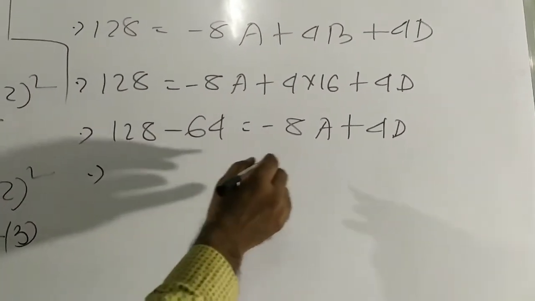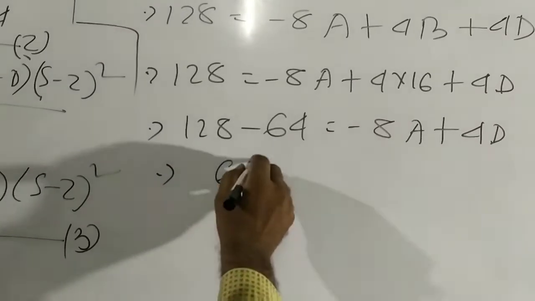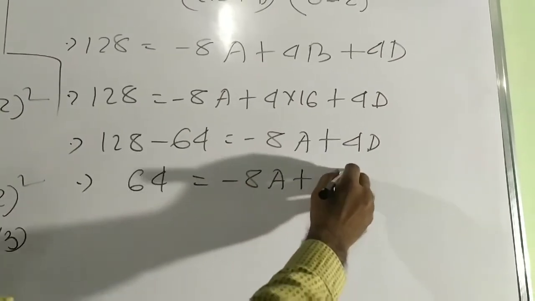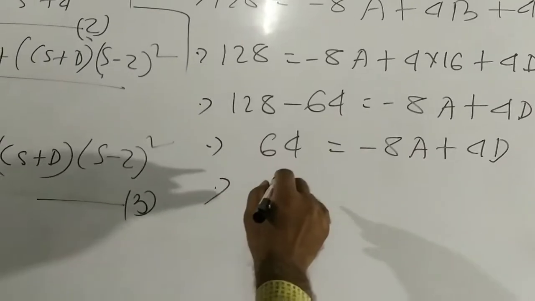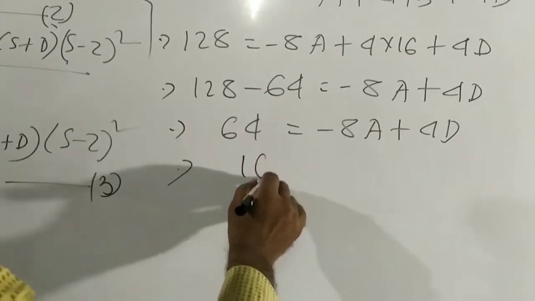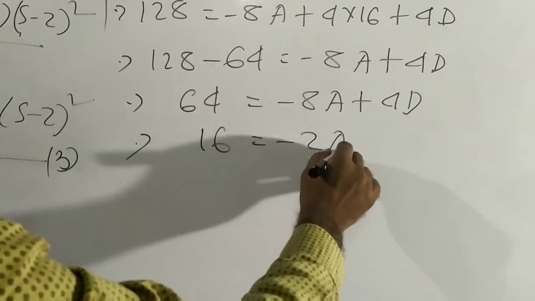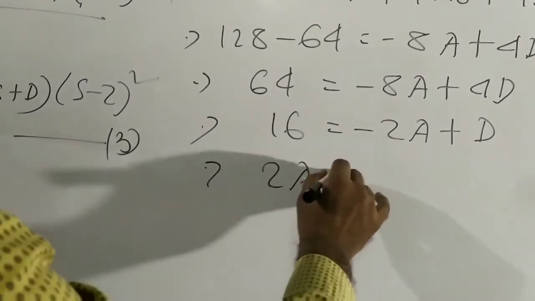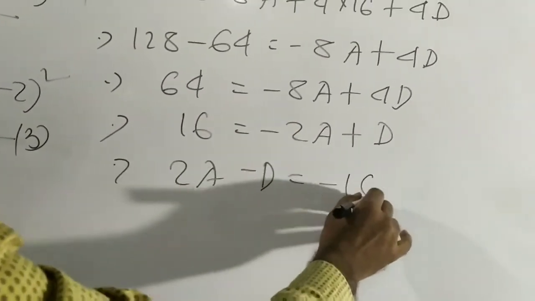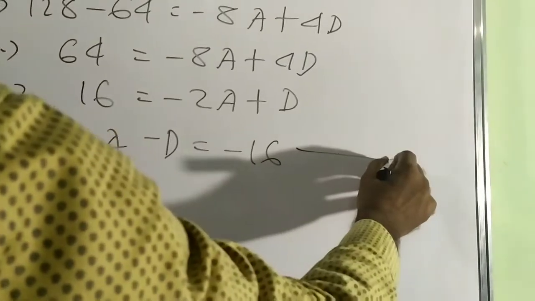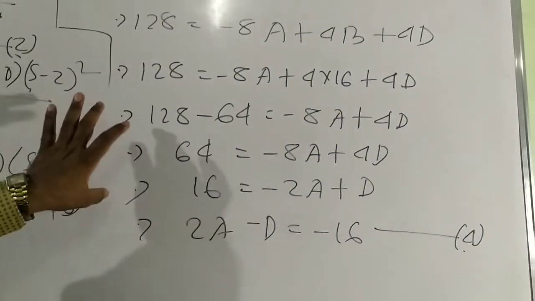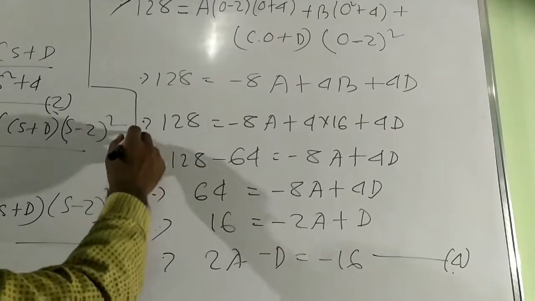Taking the left hand side, this is 64 equals minus 8a plus 4d, and dividing both sides by 4, this is 16 equals minus twice a plus d. So this will be twice a minus d equal to minus 16. We consider this as equation number 4. The solution is long but not difficult.